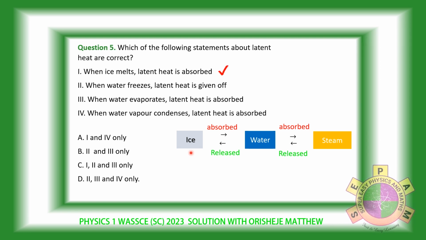So 1 is correct, 2 is correct, 3 is correct, the 4th one is wrong. When water vapor condenses, latent heat is absorbed? No, latent heat is released. So the correct answer is 1, 2, and 3 only.